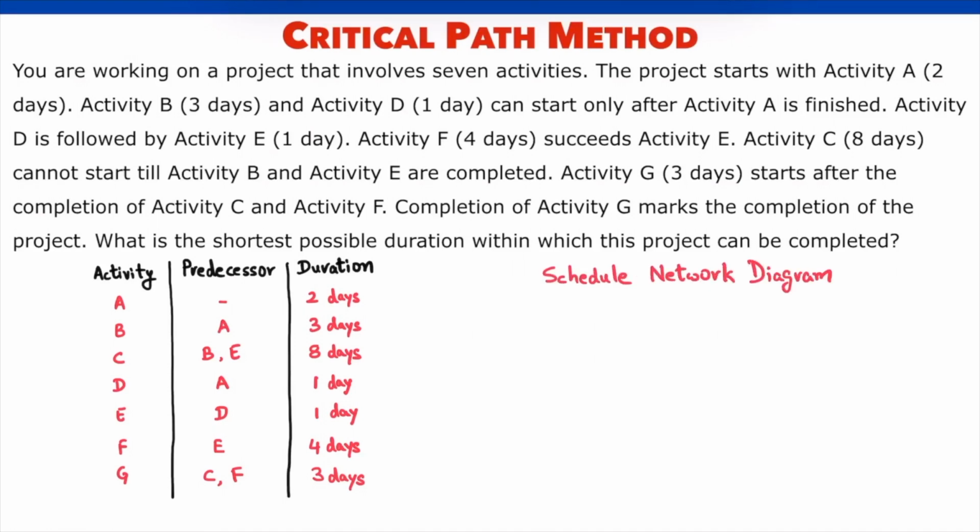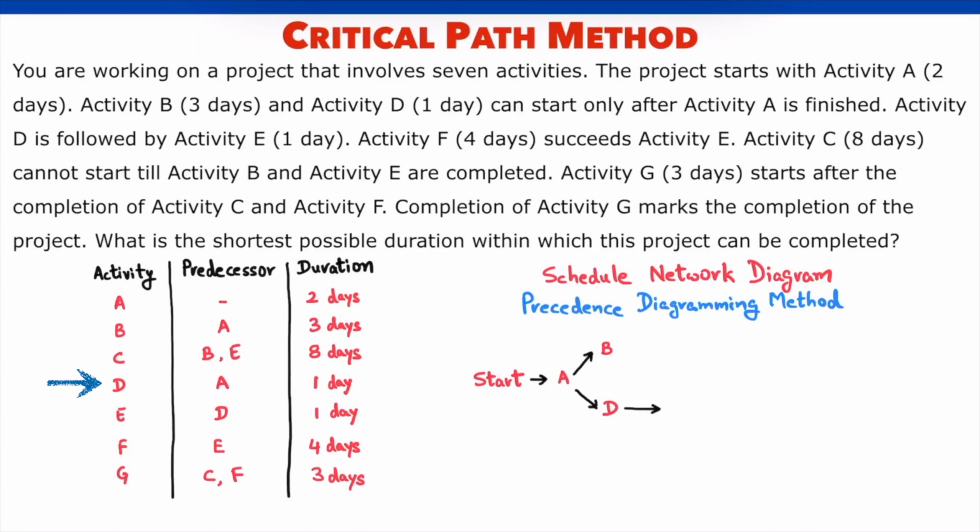diagram. We will use the precedence diagramming method, a popular technique to draw the network diagram. The project starts. The first activity is A. It is followed by B and D. After D is finished, we have E. Activity F comes after activity E. Activity C has 2 predecessors, B and E. G starts after C and F are finished. The project is finished when G is completed.